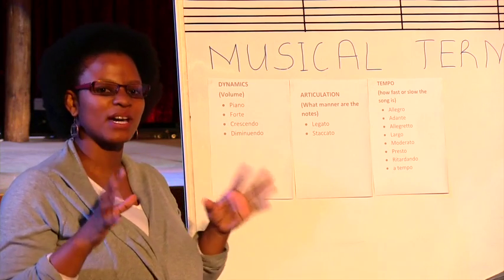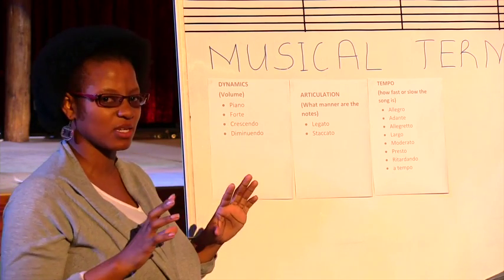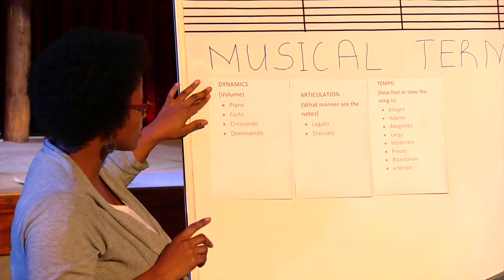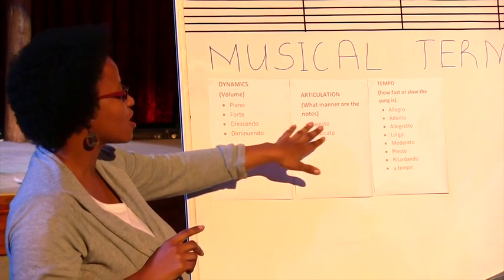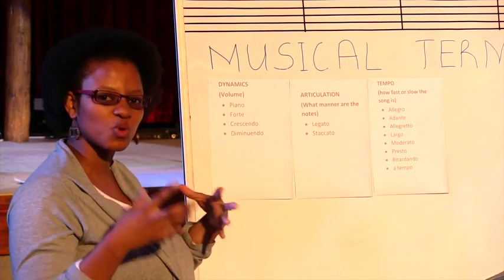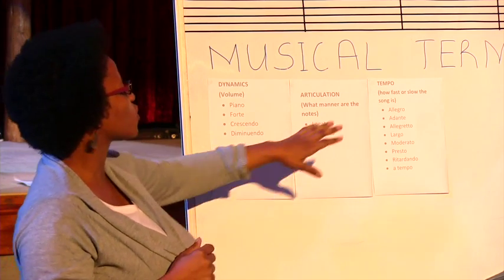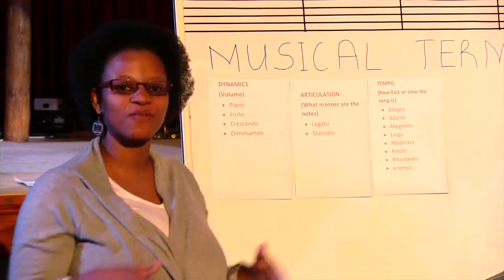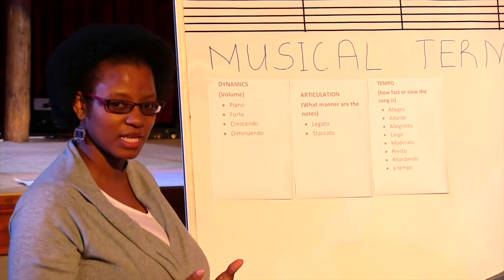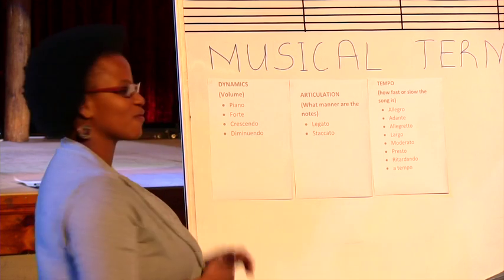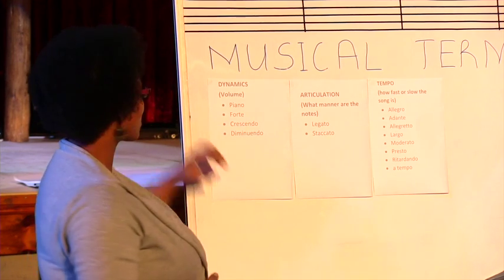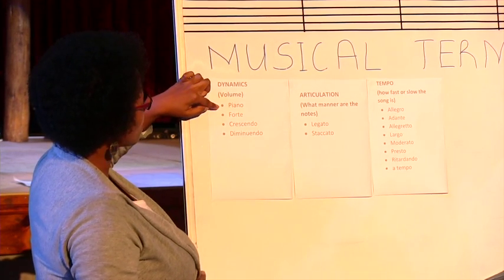Musical terms are divided into three main sections, which are dynamics, which have got to do with volume, articulation, it is the manner in which the notes are played, and also tempo, that is how fast and how slow the song is. Now, looking at our dynamics for the volume, we're going to be looking at piano.